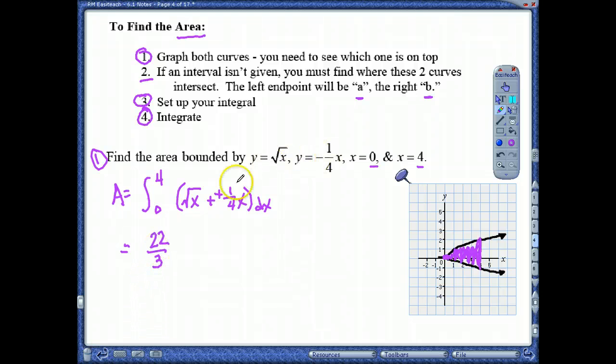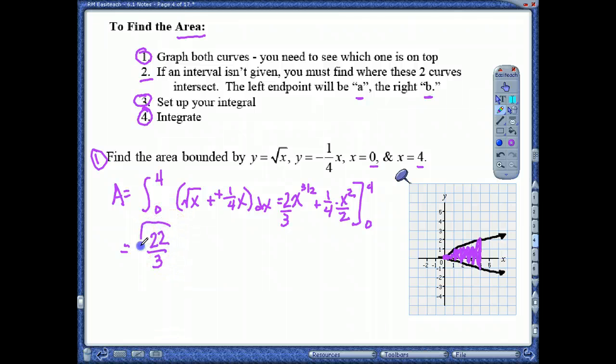Okay. Now, if you integrated by hand, of course, you would do your x to the 3 halves divided by 3 halves, which is multiplying by 2/3, plus 1/4 times x squared over 2. Then you would put in your 4 first and your 0 second using the first fundamental theorem of calculus, and you're still going to get your 22/3.